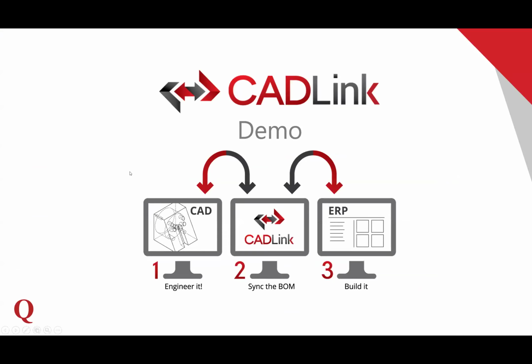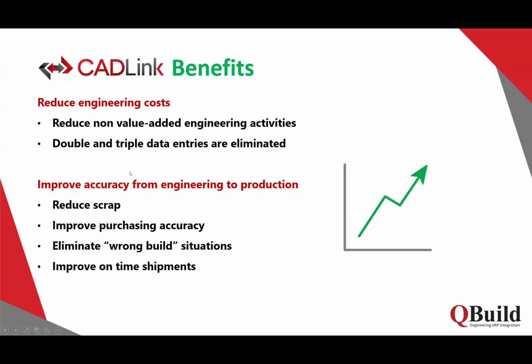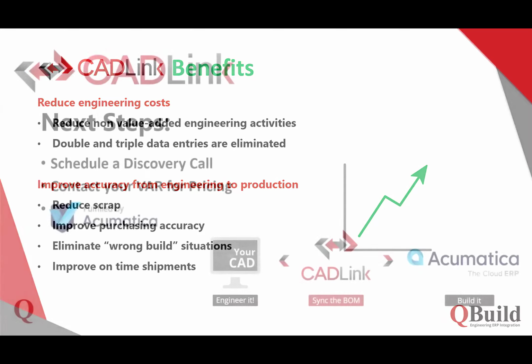A couple more slides to close this off here before I am running out of time. Just want to touch on the main benefits again, of course, reducing engineering costs and improving accuracy, right? We're reducing those non-value added engineering activities that engineering might have to be doing, eliminating the double, triple data entry they might be doing in two or three disparate systems at the moment. Improving that accuracy reduces the scrap, improves the purchasing accuracy, and just builds that synergy between engineering and production.